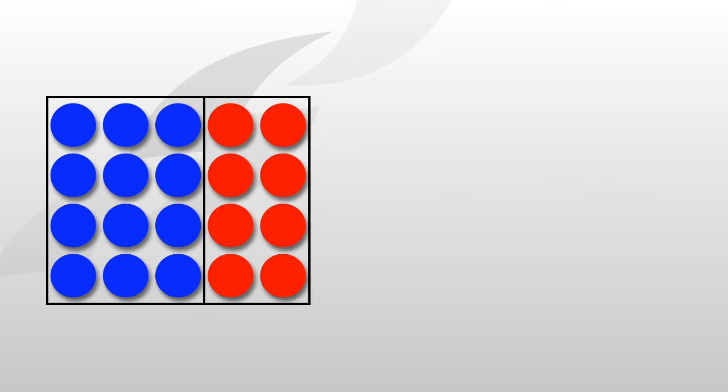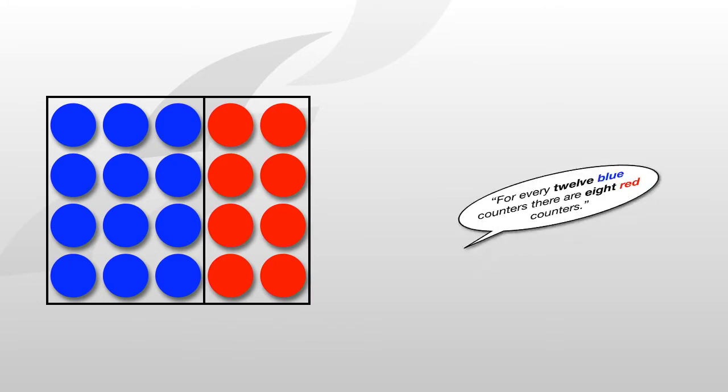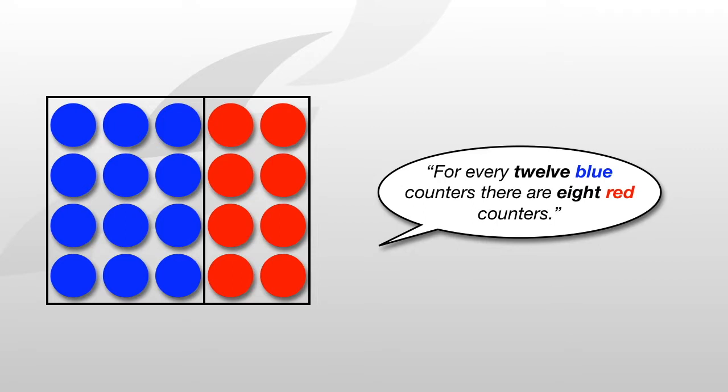Instead, you might have thought about the quantities in relative terms. For every 12 blue counters, there are 8 red counters. This is called multiplicative thinking. Proportional reasoning involves thinking about multiplicative relationships between quantities.